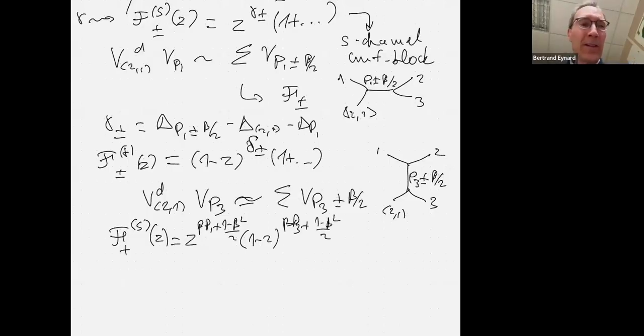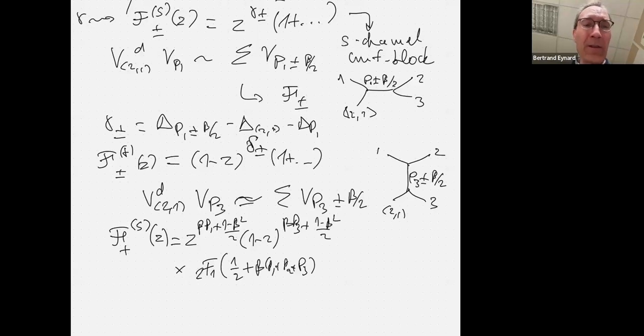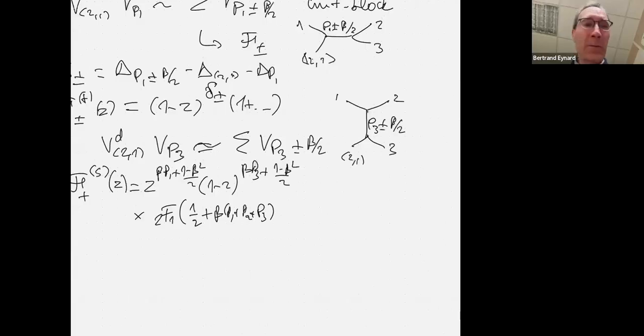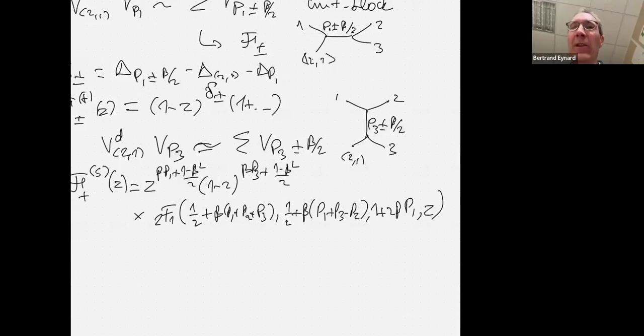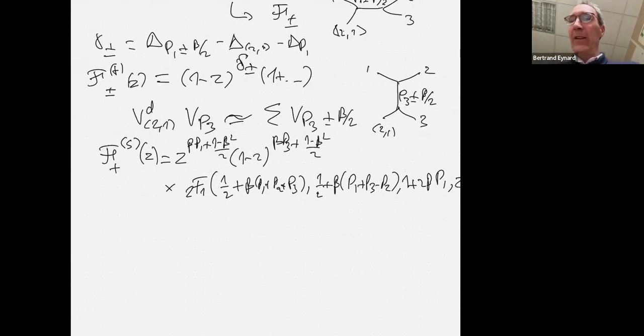So that's a very well-known standard special function, with 1 half plus beta P1 plus P2 plus P3. So that's the first parameter of this function. This function has 3 parameters and 1 argument. So the second parameter is 1 half plus beta P1 plus P3 minus P2. The third parameter is 1 plus 2 beta P1, and the argument is just Z. And the other solutions have similar formulas, but I'm not writing everything explicitly.